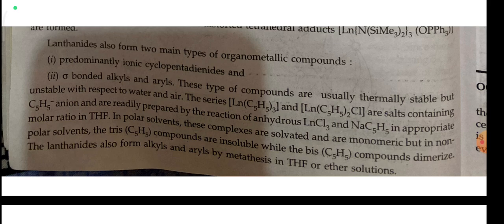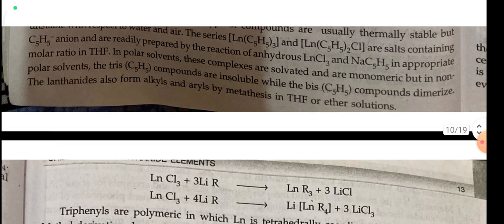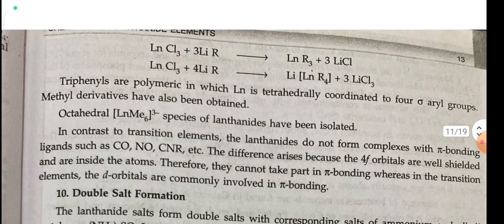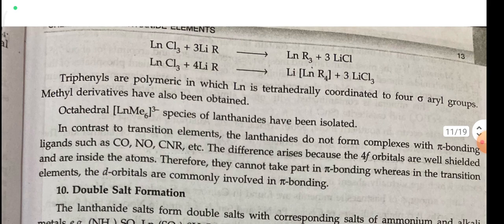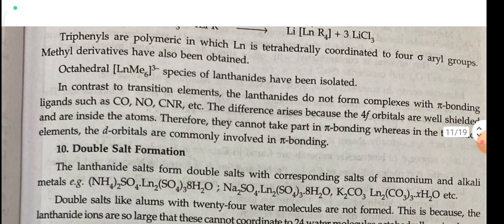The lanthanides also form alkyls and aryls by metathesis in THF and other ether solutions. LnCl3 plus 3 LiR gives LnR3 plus 3 LiCl. LnCl3 plus 4 LiR gives LiLnR4 plus 3 LiCl. Triphenyls are polymeric, in which Ln is tetrahedrally coordinated to 4 aryl groups. Methyl derivatives have also been obtained. Octahedral [LnMe6]3- species of lanthanides have been isolated.